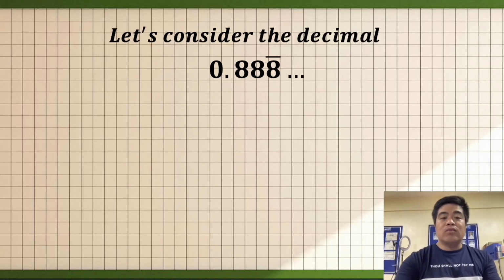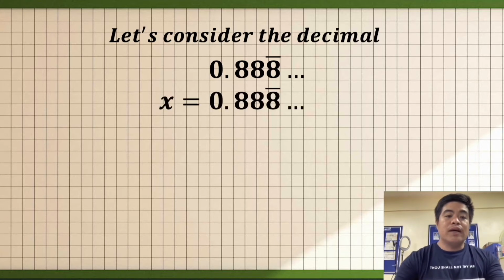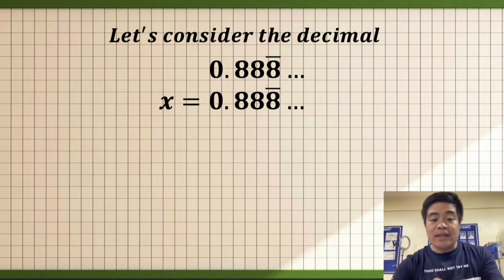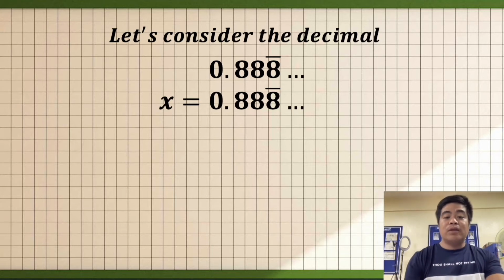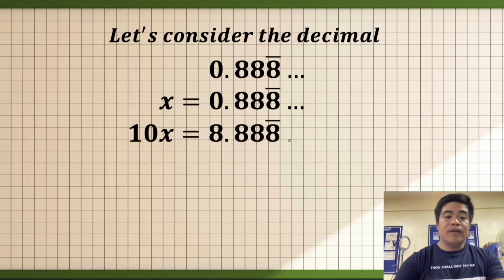But we can also use algebra to write that one into a fraction. First, we're going to equate that one to x. So x equal to 0.8888 and so on. Using this equation, we are going to multiply. Kailangan natin ilabas yung first 8 sa pattern. Ilalabas natin yan by multiplying both sides of the equation by 10. So multiplying it by 10, you have 10x equal to 8.88888 and so on.